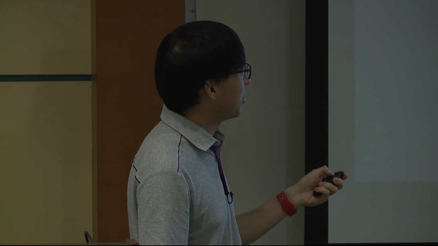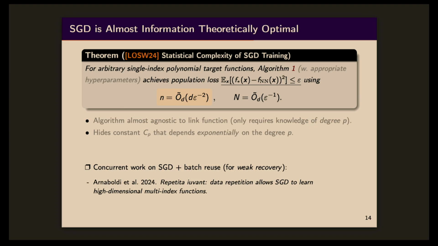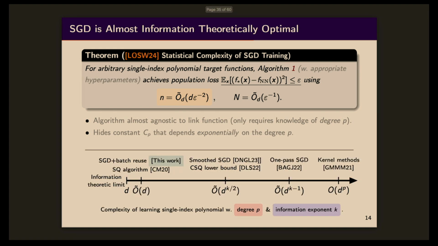Okay, and a side remark is that there's a concurrent work that also showed a similar sample complexity, but for weak recovery, also using this weird scheme of resampling a batch every 2 steps. Okay, all right. So as promised, this puts us here, right? So with reused batch, we show that this SGD can actually learn these single index polynomials using O tilde of d samples. And this is also the rate achieved by an SQ algorithm that's specifically tailored for this low-dimensional target function.